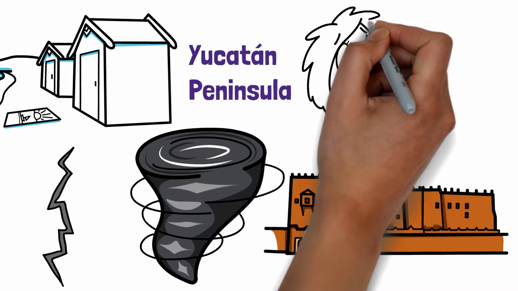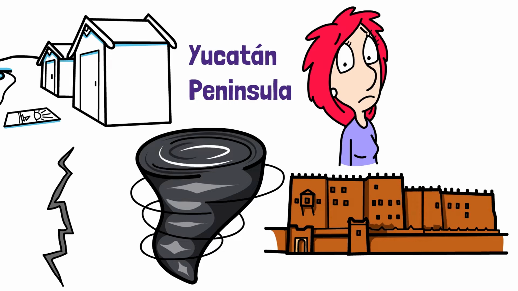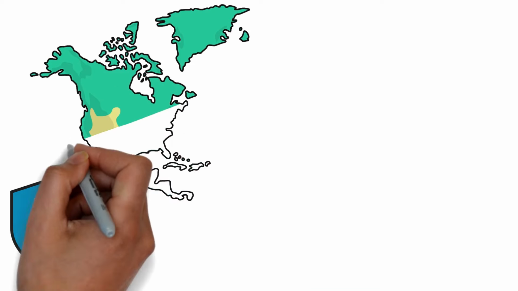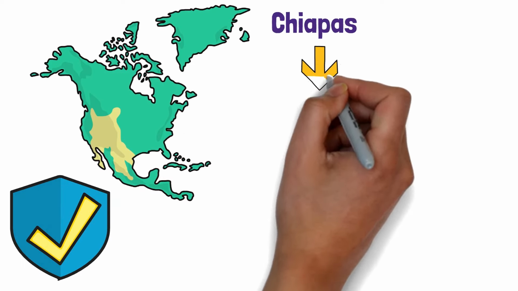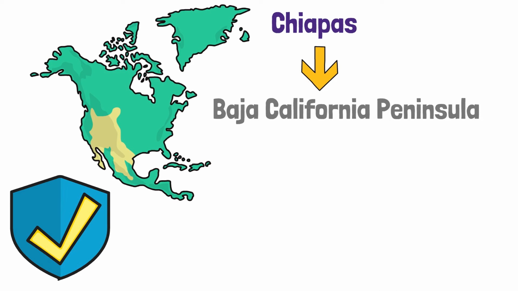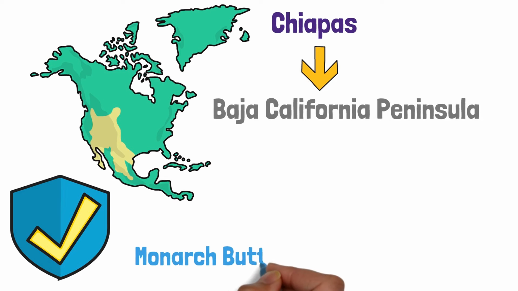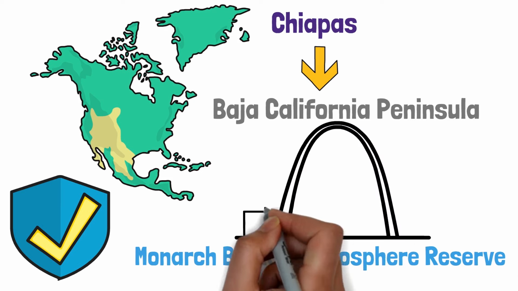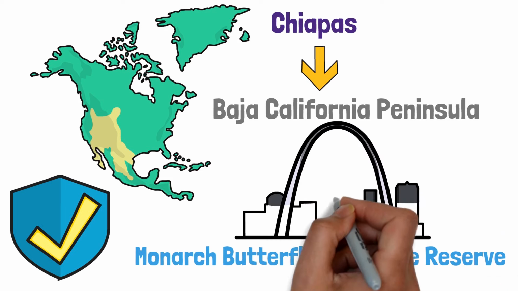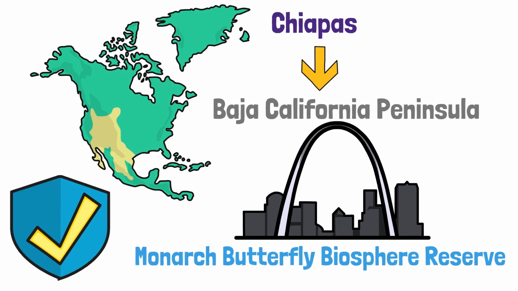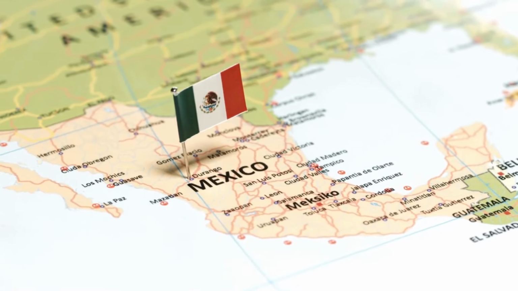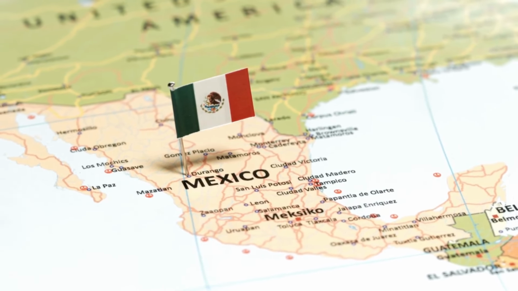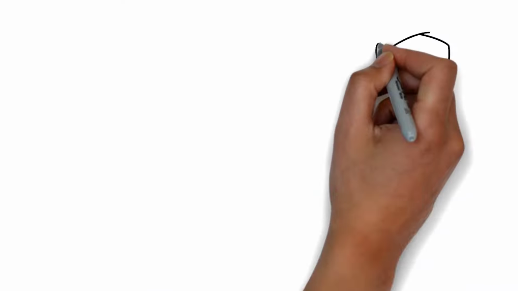Yet, amidst the challenges, there are beacons of hope. Mexico takes conservation seriously. Vast stretches of land are preserved, from the lush rainforests of Chiapas to the unique biodiversity of the Baja California Peninsula. Take, for instance, the Monarch Butterfly Biosphere Reserve. It's a testament to how strategic conservation efforts can coexist with human settlement, creating a delicate balance. So, when you look at the map, remember that nature has a voice in where communities thrive. It's a dance between human ambition and the raw power of the environment.